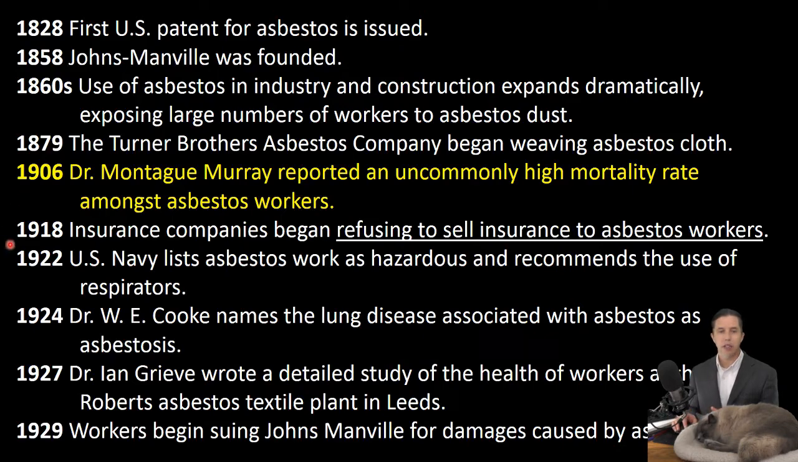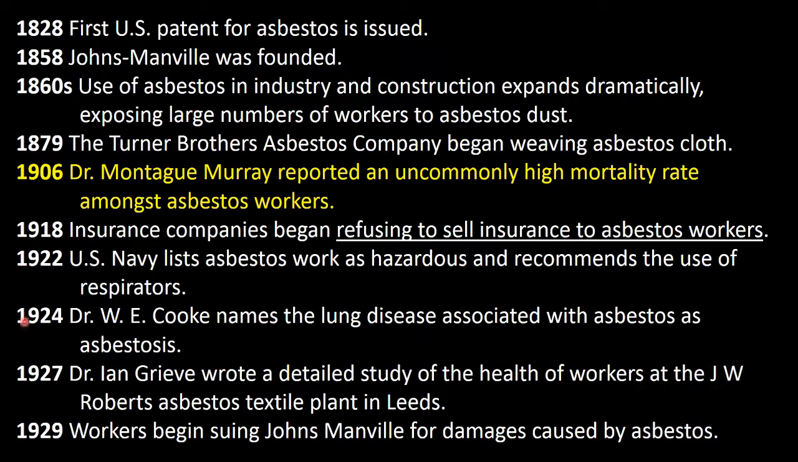And by 1918, insurance companies recognize this is a real threat, and they're refusing to sell health insurance to people that work with asbestos. And by 1922, the U.S. Navy recognizes that it's hazardous, requires people to wear respirators. Okay, so we can establish that by the early 1900s, it's already known that asbestos is hazardous to human health, okay? But we continue to mine it in this country.